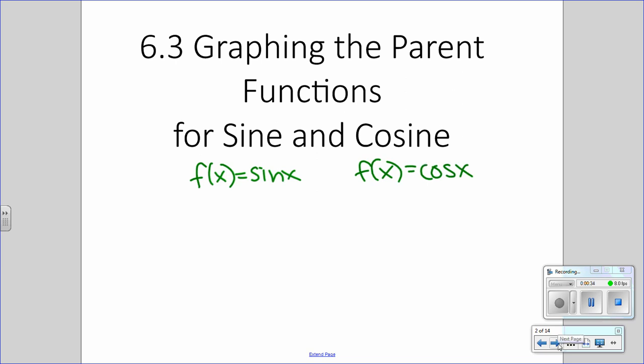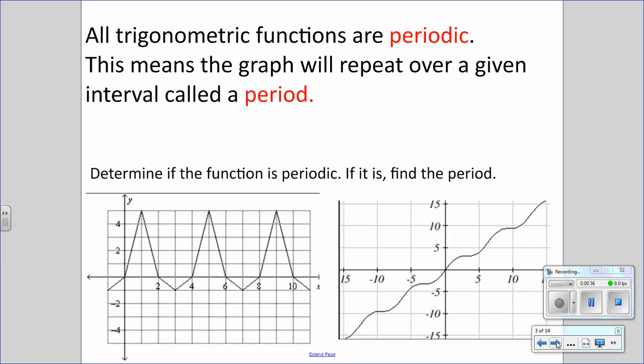One thing you're going to learn with trig functions is that they are what's called periodic. So trig functions are periodic because they repeat over and over and over again. And every repetition, your interval, is called a period. Feel free to pause it to take a second to write it down if you need to.